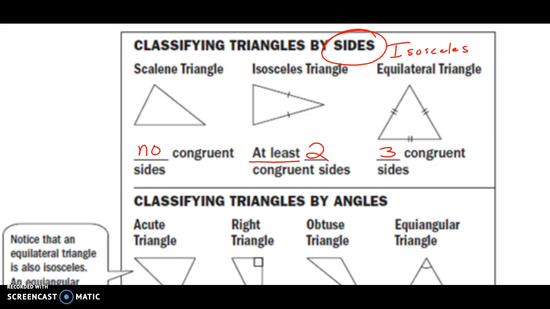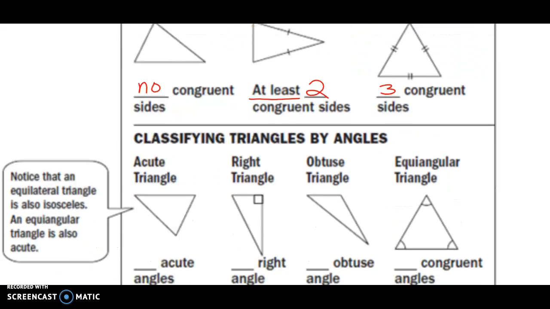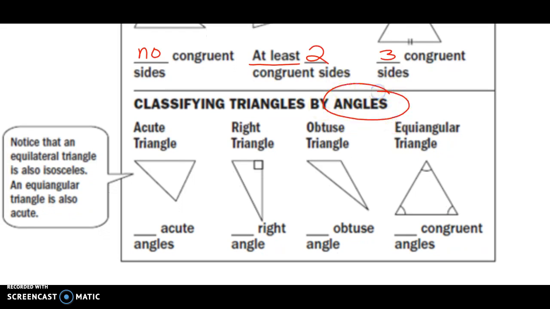Okay. The next thing we're going to classify by is angles. And how many different ways do we have to classify by angles? There's 4. So the first one, we call it an acute triangle. How many acute angles do you think there are? Yeah, all 3. So all 3 interior angles are less than 90 degrees. All 3 of them have to be.